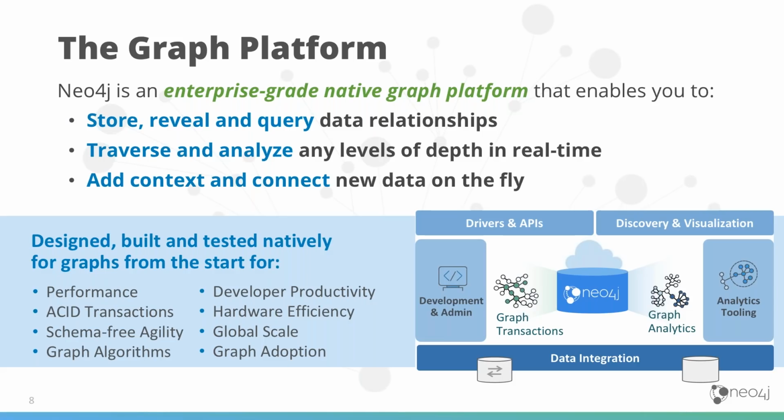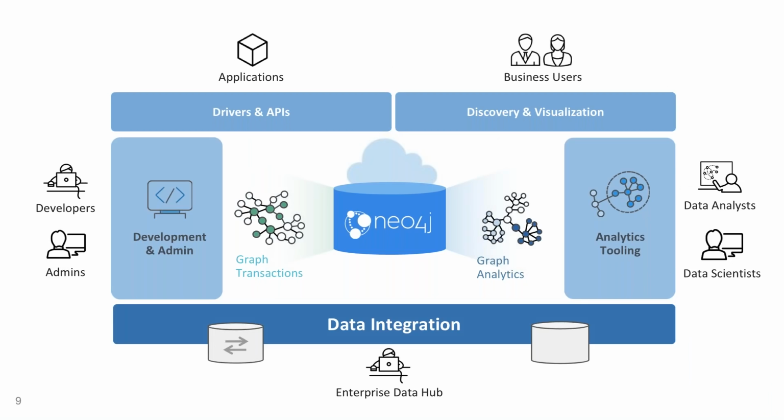What we have provided is a whole platform around the database, the Neo4j Graph platform. We have strived to make it enterprise grade to enable performance, ACID transaction capabilities, schema-free agility, etc. But then also allow you to not just store your data, but be able to perform analytics on top of that data. Enable graph algorithms that allow you to traverse the data in many different unique ways and extract insight from that information to the best of your ability.